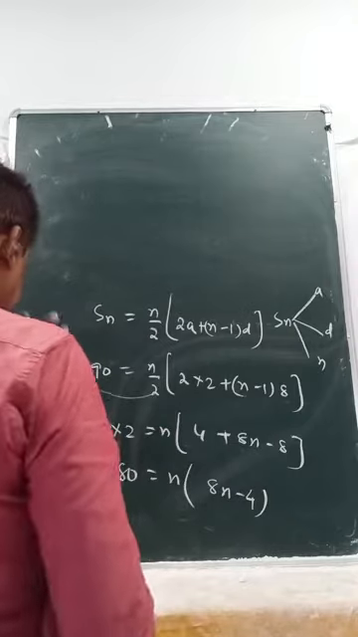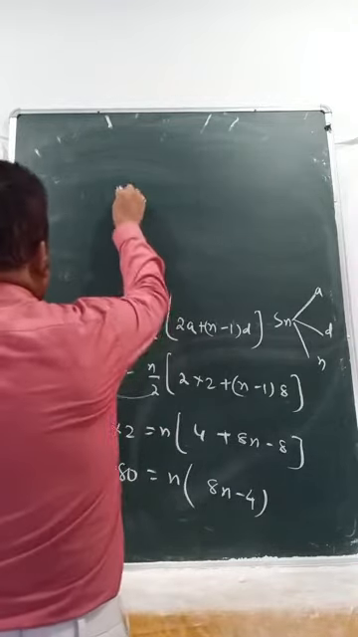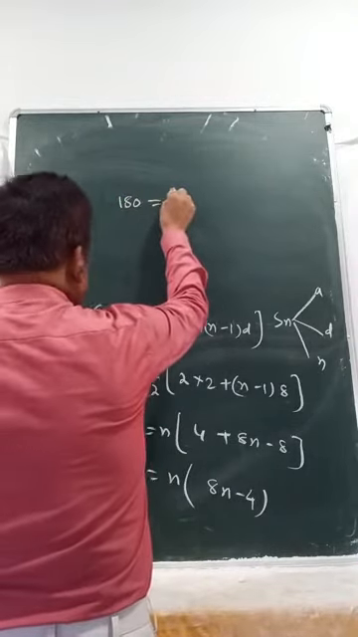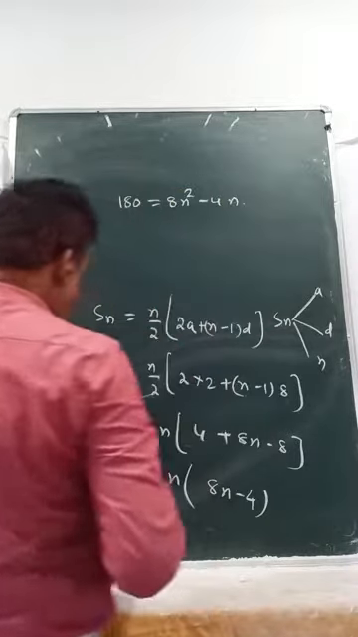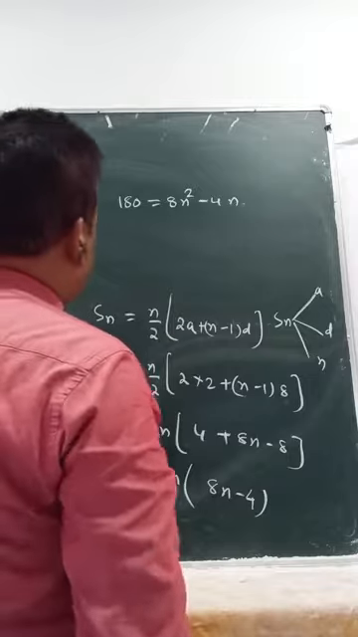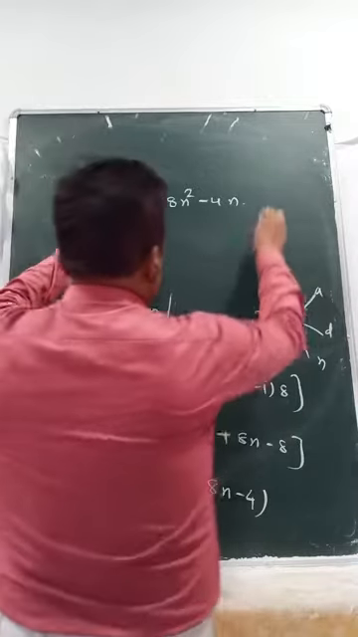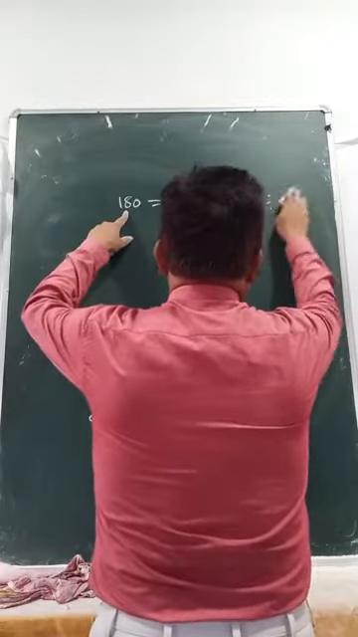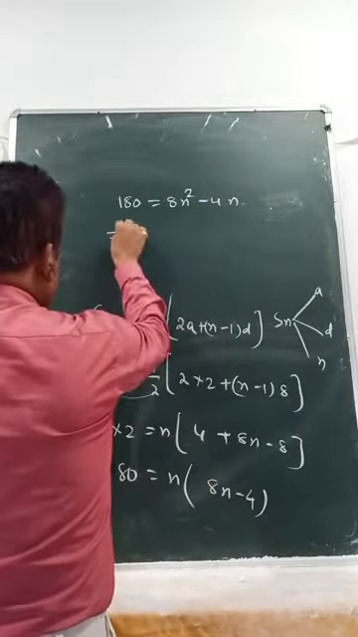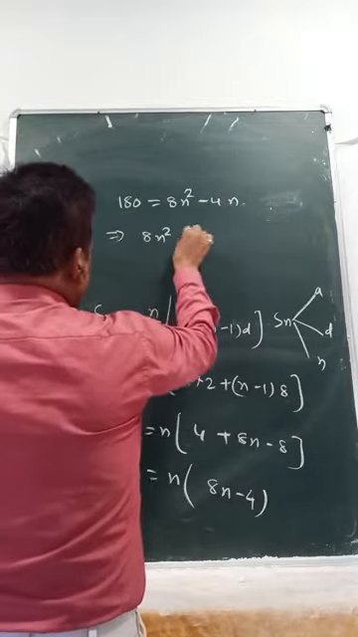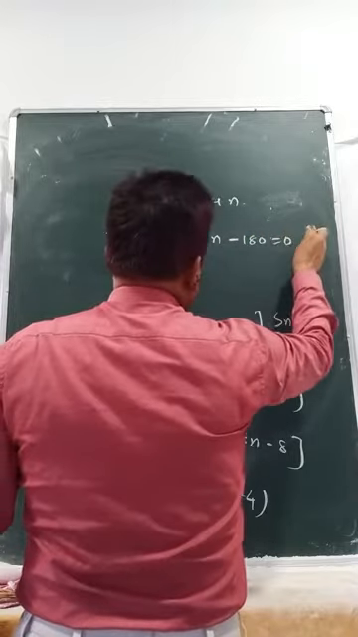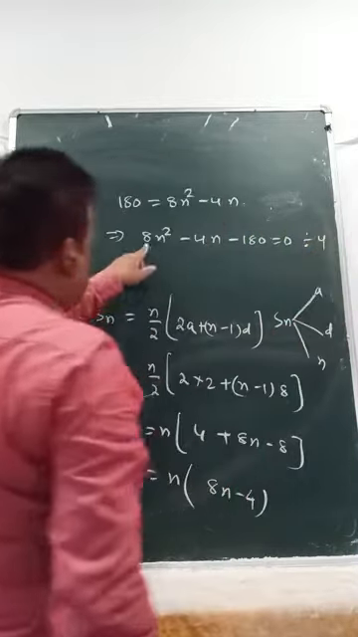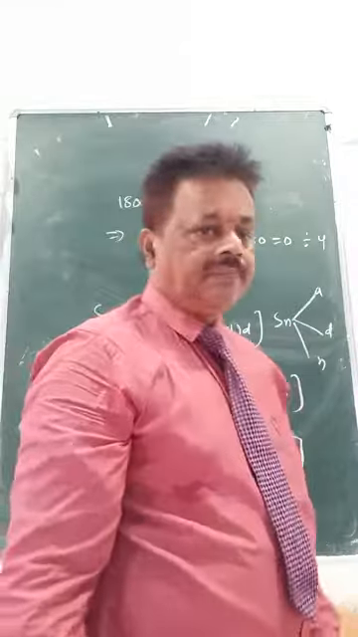So 180 equals 8n square minus 4n. You can divide by 4 also. Let's take this one to that side, then you divide. 8n square minus 4n minus 180 equals 0. Now you divide by 4 because it will be a very small number.